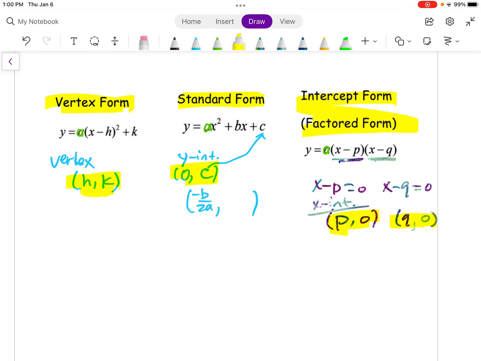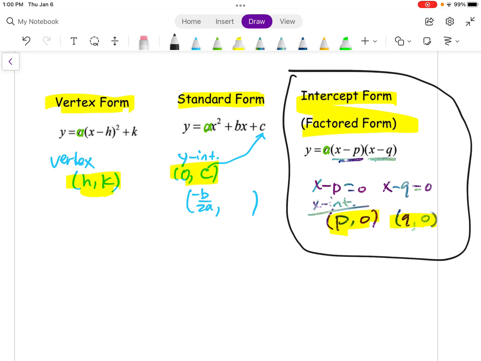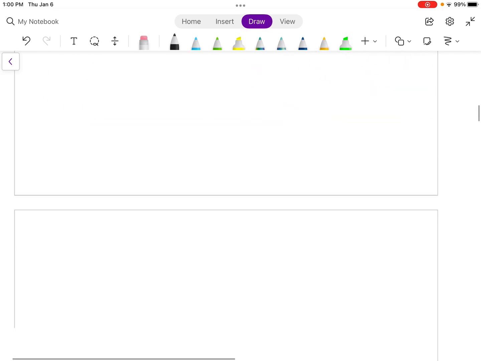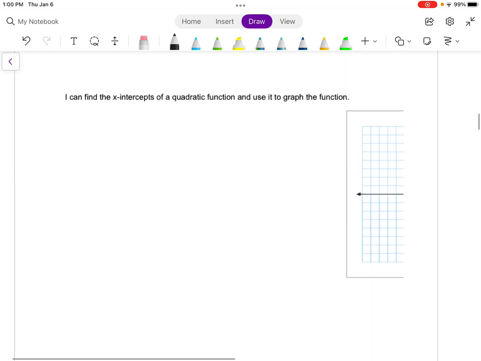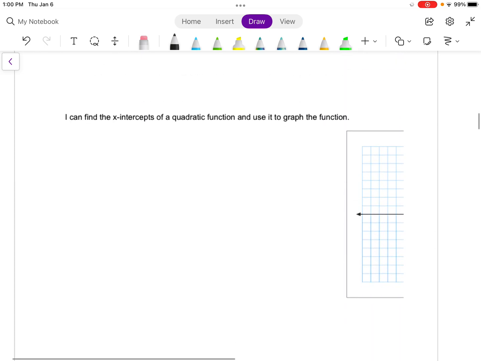So we want to be able to move between these different forms, right? If it's in vertex form, we want to be able to put it in standard form or factored form. Or factored form, go to standard form or vertex form. We're going to practice that later on. But for today, we're just going to focus mainly on this intercept form and really get to know it really well. So this is our learning goal: I can find the x-intercepts of a quadratic function and use them to graph the function.